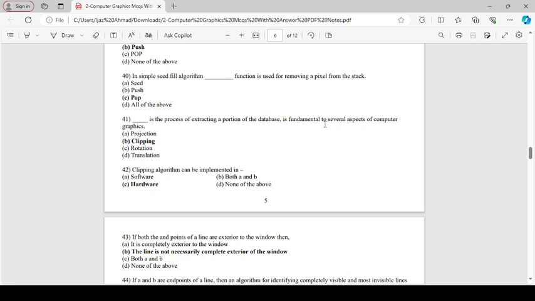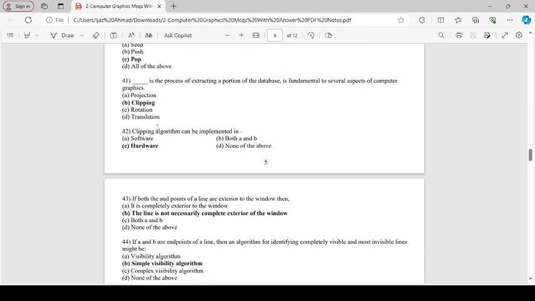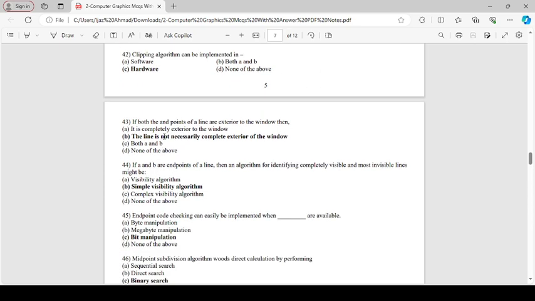It is fundamental to several aspects of computer graphics. Clipping algorithms can be implemented in hardware. If both endpoints of a line are exterior to a window, then the line is not necessarily completely exterior to the window.